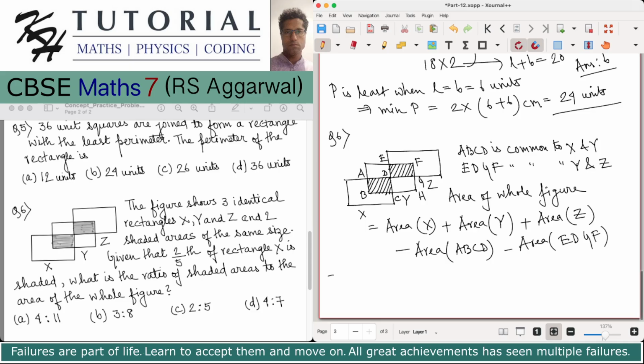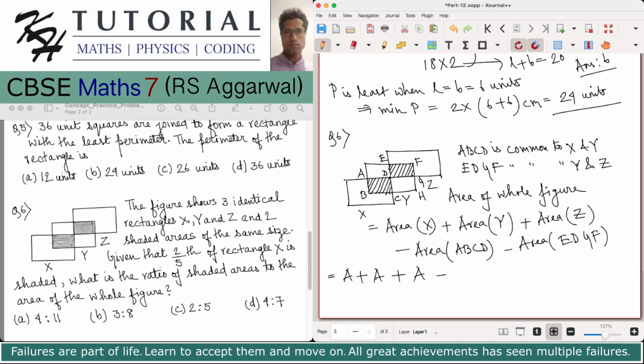Okay. Now, what is the area of A? Since X, Y, Z are all identical rectangles, they are congruent rectangles, and congruent figures always have equal areas. So the area of X will be A, plus the area of Y will also be A, plus the area of Z will also be A, minus what will be the area of ABCD, that is the shaded region ABCD.